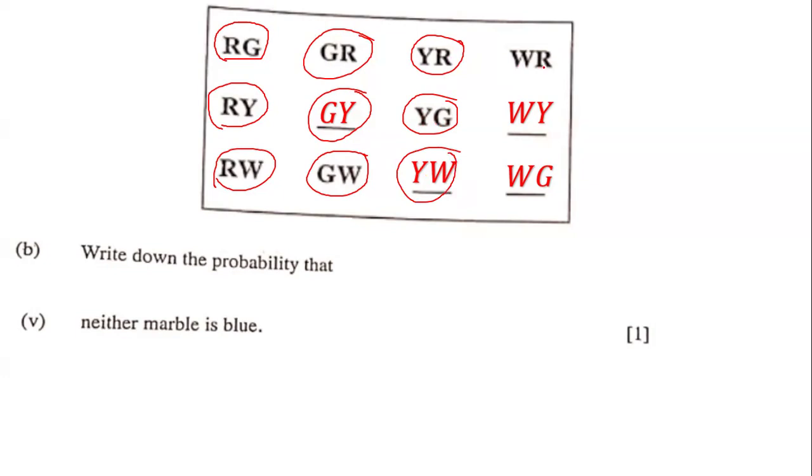This one is W, this one is red. So none of them is blue. This one is W, this one is yellow. So none of them are blue. This one is white, this one is green. So none of them are blue.